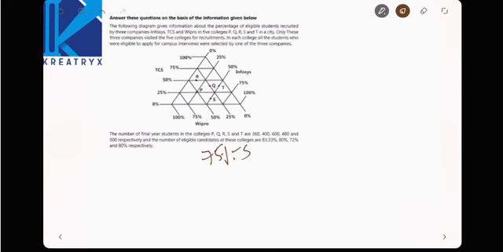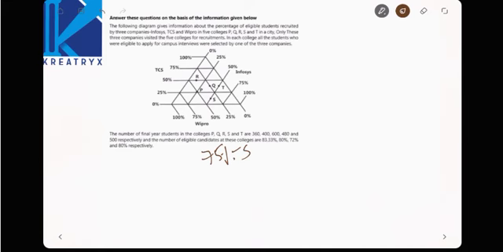See here, the following diagram gives information about the percentage of eligible students recruited by 3 companies, TCS, Infosys, and Wipro, in 5 colleges, P, Q, R, S, T. Only these 3 companies visited the 5 colleges for recruitment. All the students who were eligible to apply for campus interviews were selected by one of the 3 companies, so there are no students without any selection. Each and every eligible candidate is selected by one of those 3 companies.